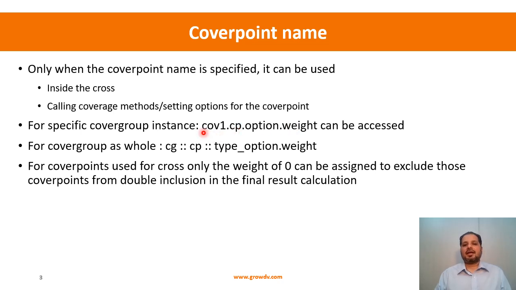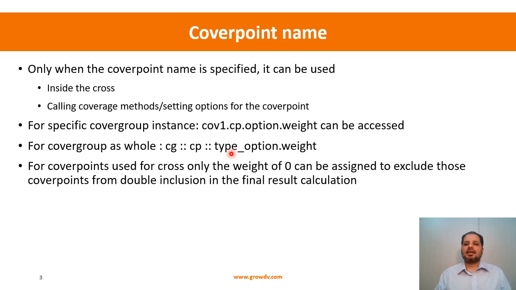So I can say the name, the handle of the cover group dot CP, CP is the name that I have given, and then I can access the options for the CP, and then I can set this parameter called weight. So this I can do provided I have given the name CP. If I don't give it, I will not be able to do it. And then the options are of two types.